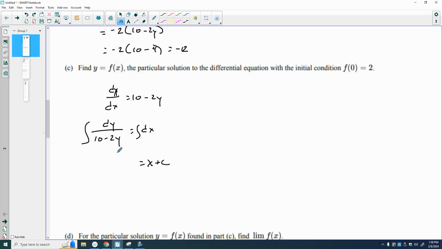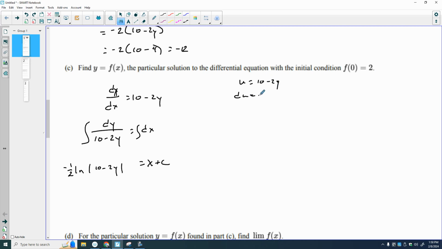But here's my answer: negative 1/2 ln of 10 minus 2y. The reason is that the derivative of my inside function is negative 2. There's no negative 2 out here, so I need to get rid of it by putting in a negative 1/2. Here's my u substitution: u equals 10 minus 2y.